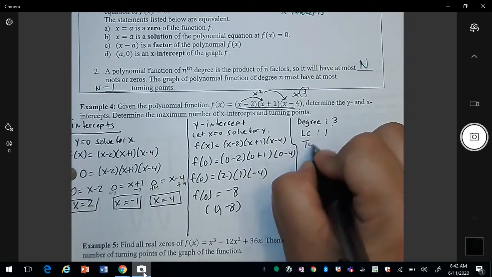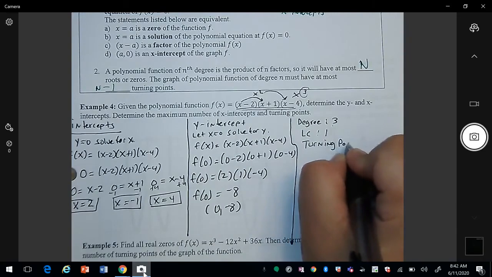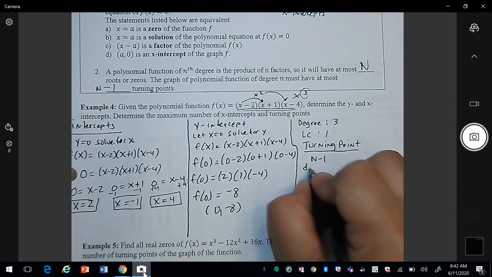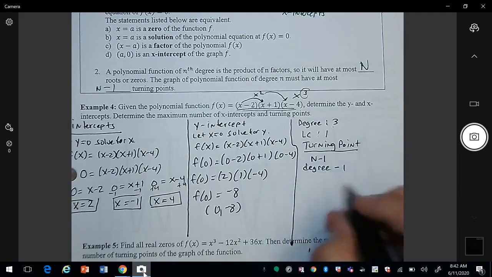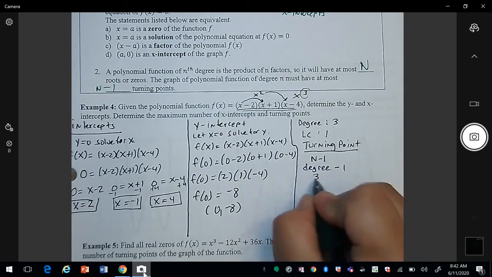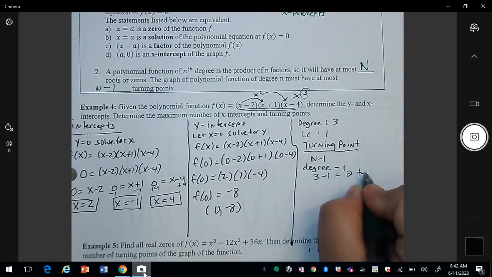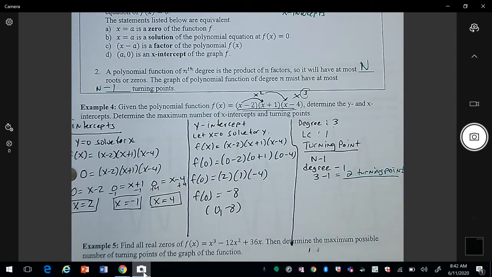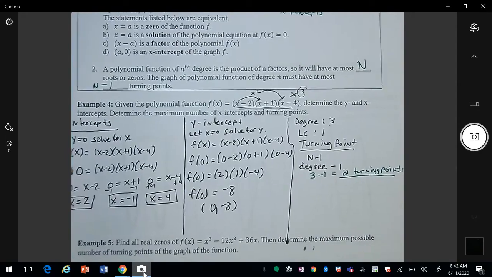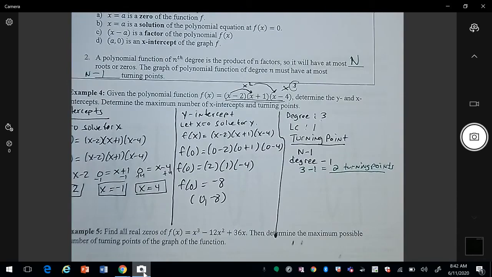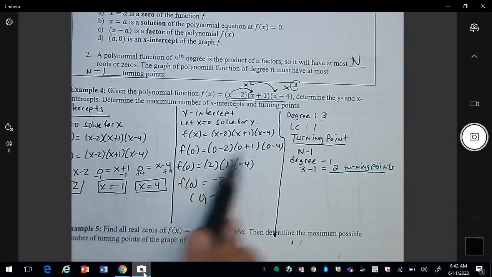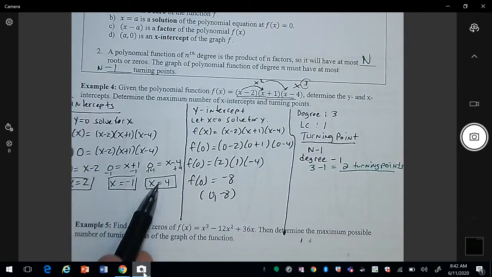So our turning points are going to be found by using n minus 1, where n is the degree. So we say degree minus 1. In this case, our degree is 3, so we say 3 minus 1 is 2 turning points. So it's going to have at most 2 turning points. So it could have 1 turning point, anything less than or equal to 2. The number of zeros was 3: 1, 2, 3. Notice the degree is 3. So we should have had 3 zeros, which we do.